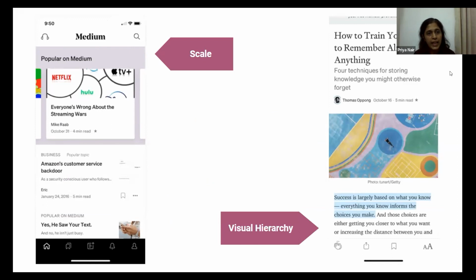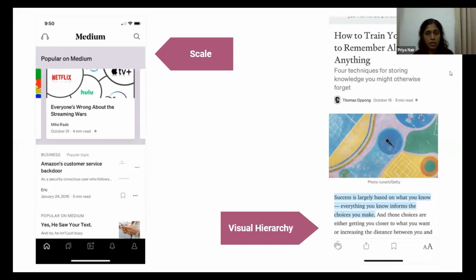When I'm saying scale, you see at the top it is mentioned "Popular on Medium", and it is much bigger in size compared to the rest of the content over there. So that is how you make use of this property, the scaling. Whatever you want your audience to focus on, this is one method by which you can focus their attention towards that area using the scale.